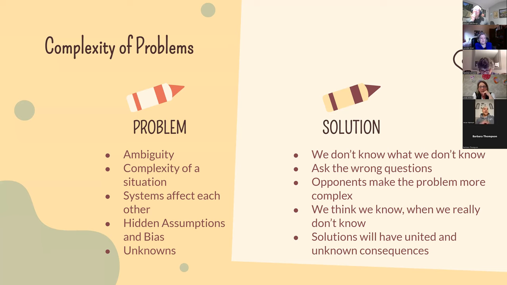I don't know about that, but I kind of categorized them a little bit of like what the problem is and the complexities of different problems, and then also the complexities of solutions. So when there is a problem that arises, there are going to be unknowns, hidden assumptions and the bias that we have about those problems, but also in the solutions, if we are coming to a decision, and I really like that second to last one, we think we know when we really don't know.